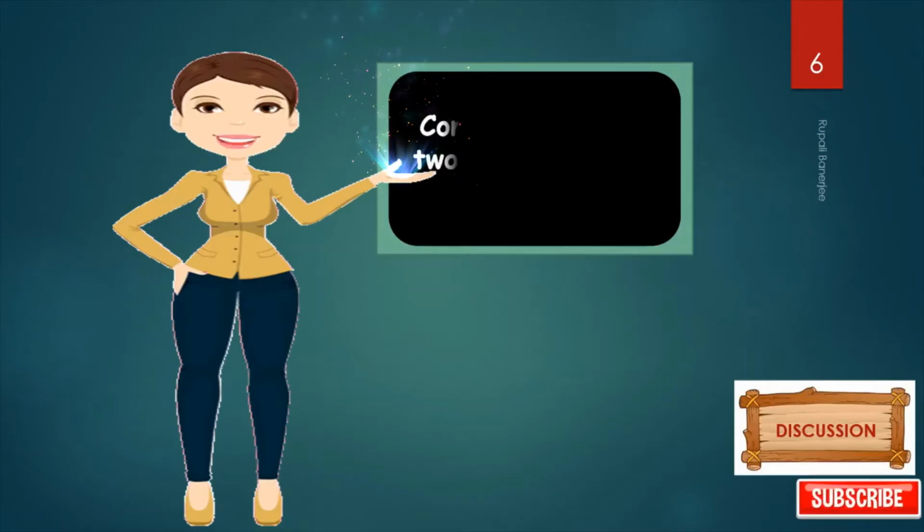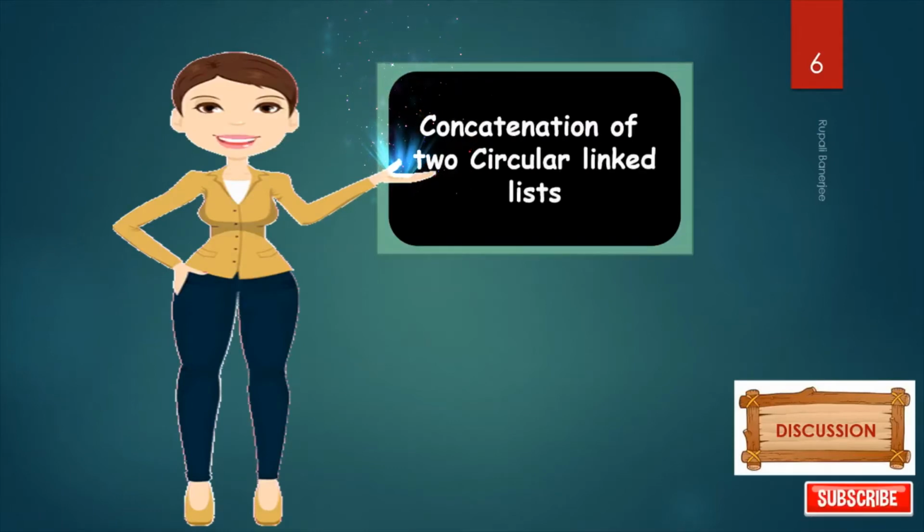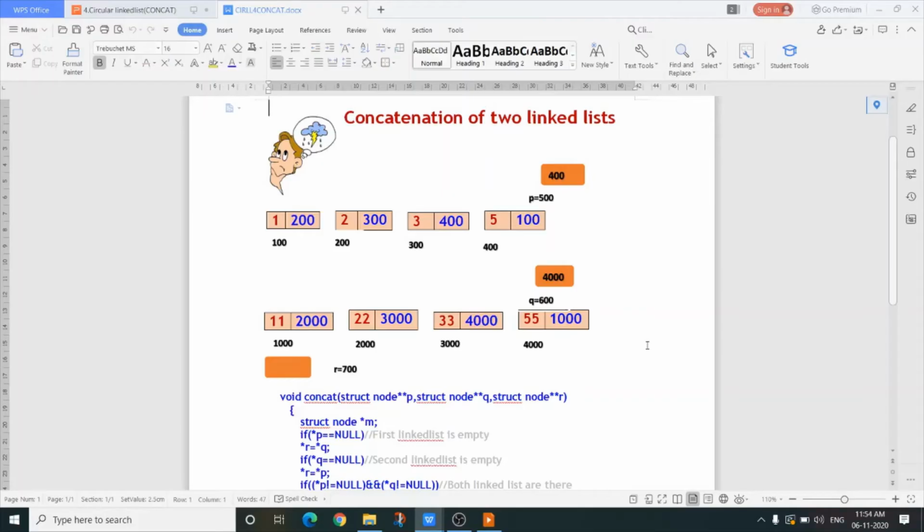Now we will learn concatenation of two circular linked list. First see the discussion. Concatenation of two linked list. So what is the meaning of concatenation? Means the action of linking things together in a series. So there are two circular linked lists. See, this is one circular linked list, the last node address stored in external pointer. This is another circular linked list, the last node address stored in external pointer.